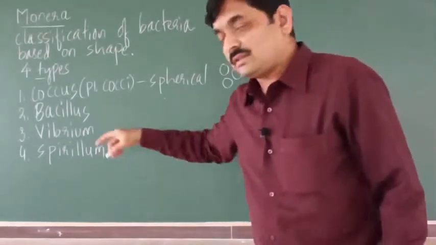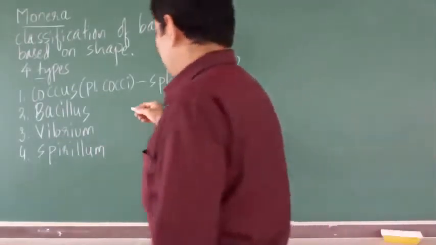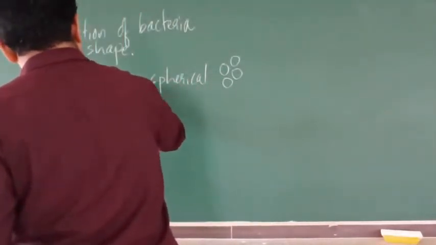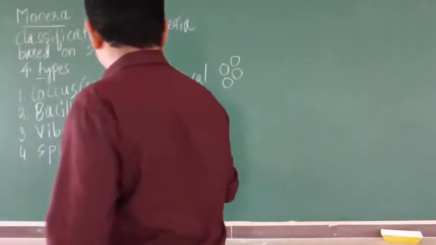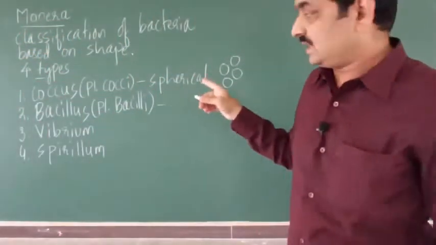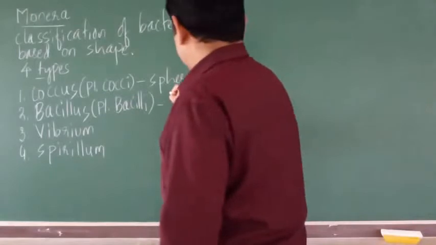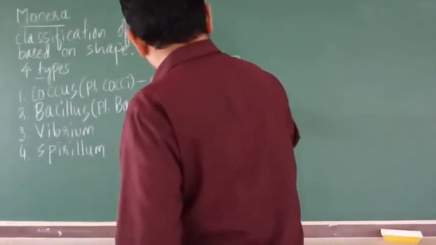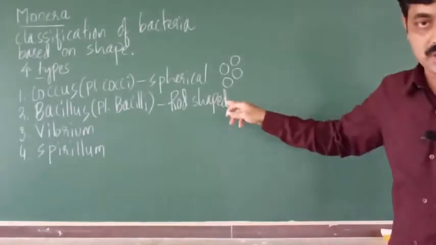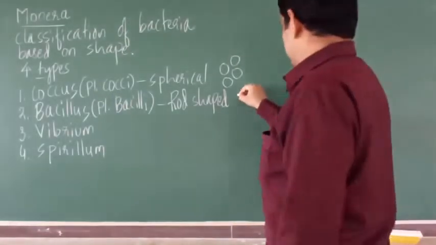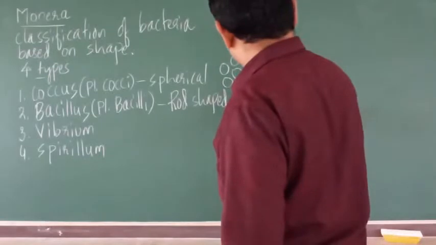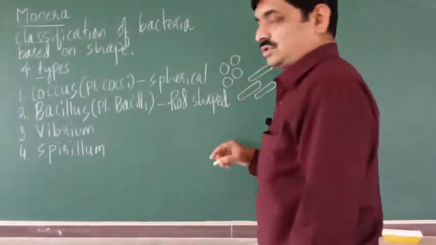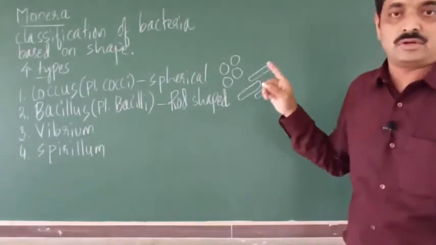The second one is the bacillus. The plural form is bacilli. Now these bacilli, they are rod shaped. Bacilli are rod shaped bacteria. So their shape is something like this. So such rod shaped bacteria are called bacilli.